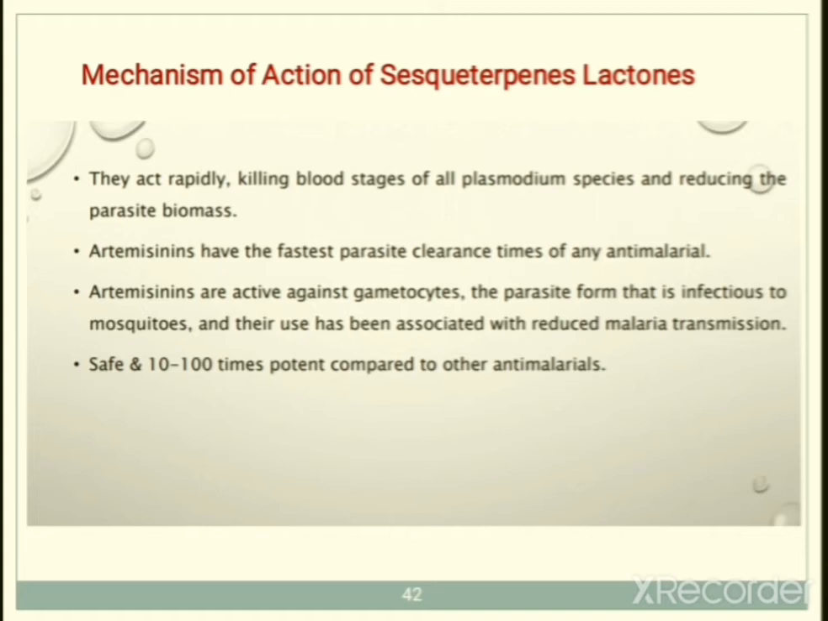So they were infectious to the mosquito, and their use has been associated with reduced malaria transmission. These drugs are basically safe and 10 to 100 times more potent as compared to other antimalarials. This point is also important as per your GPAT examination.